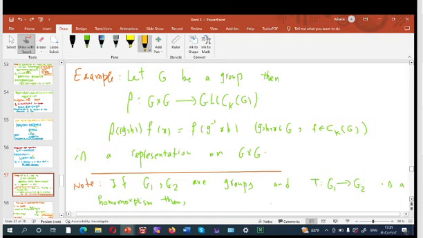Please note that this is the homomorphism property of this representation, okay.